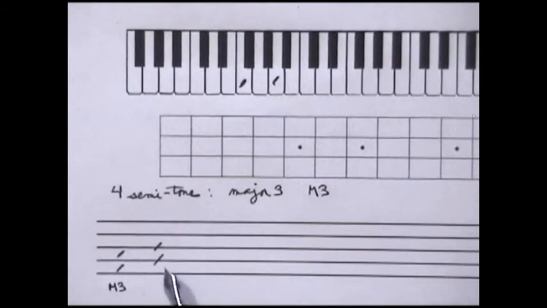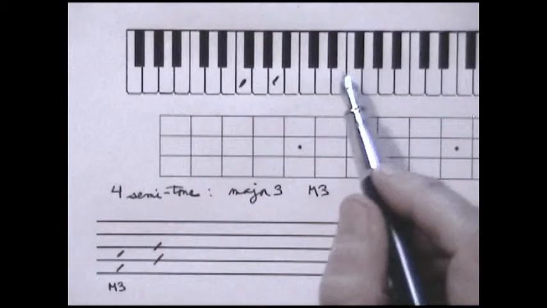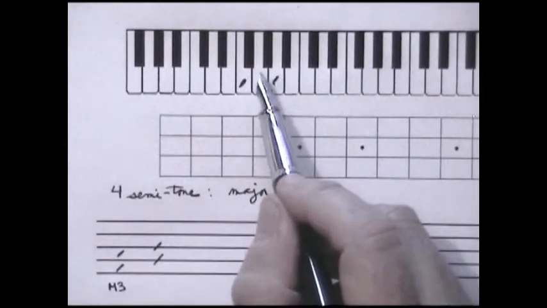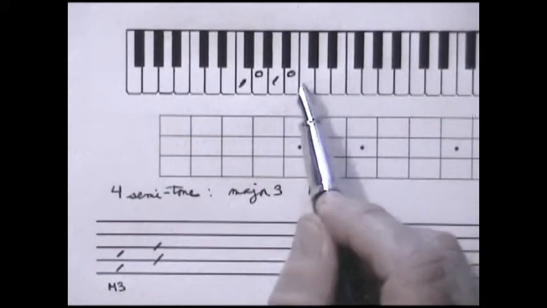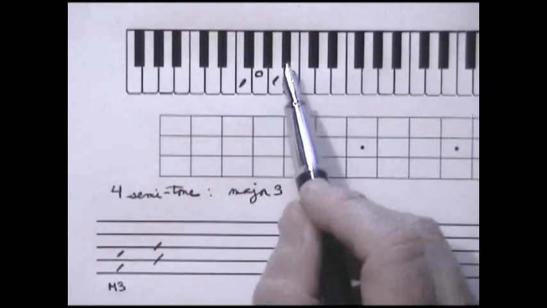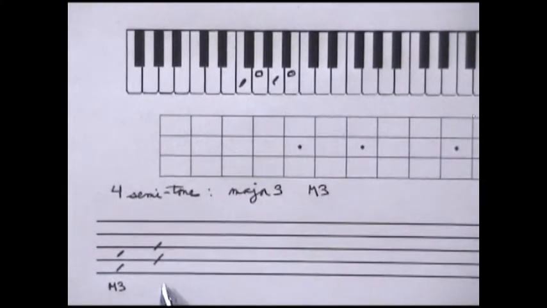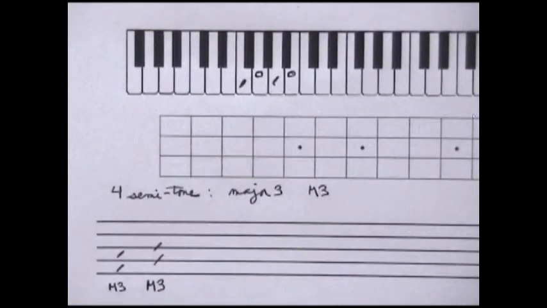Let's examine the interval of a third from a G to a B. Here's a G, and here's a B. We have 1, 2, 3, 4. So this again is a major third.